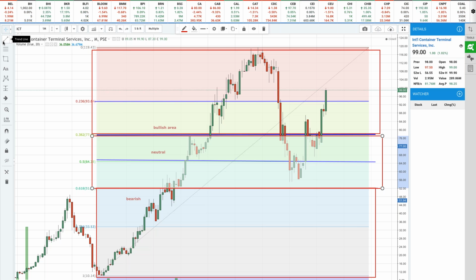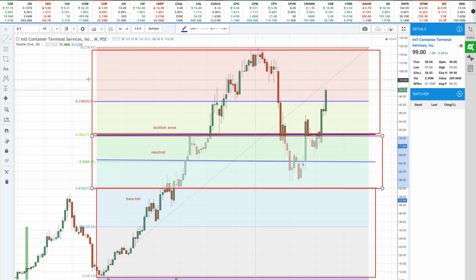Now, as a trader, you must always choose securities that bounce at the bullish area. Because if price bounces off the bullish area, what did we say about supports and resistances? A previous support becomes resistance. So if it breaks below 23.6 and bounces above 38.2%, it has only one resistance level to break before resuming upwards.